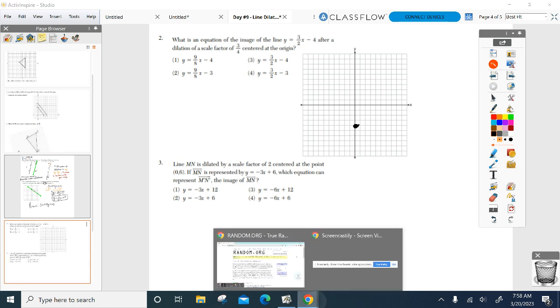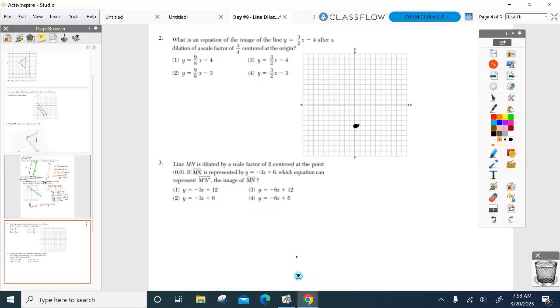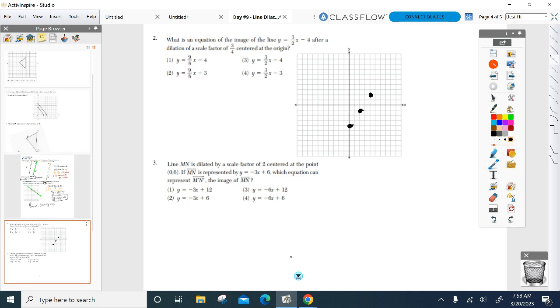And let's graph a couple other points using your slope. What's the slope of this line? 3/2. Up 3, 1, 2, 3, right 2. Up 1, 2, 3, over 2. There it is.